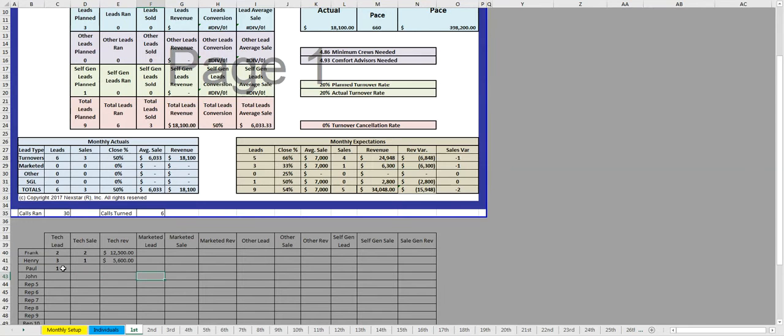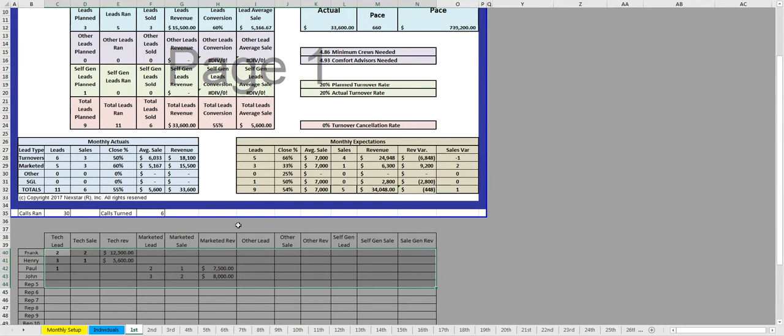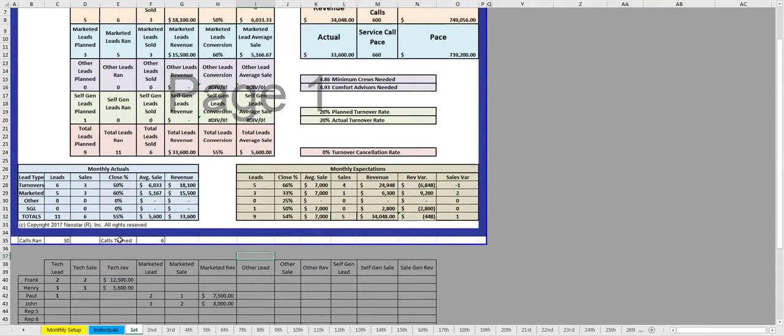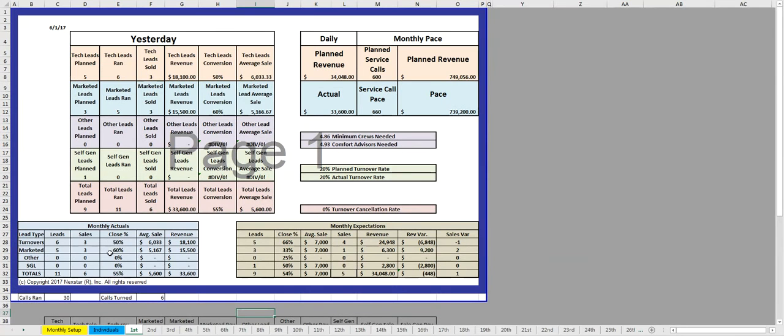Now let's say John didn't run any, but John ran 3 market leads, closed 2 for $8,000. And let's say Paul ran 2 market leads, closed 1 for $7,500. And that's good. So this is my day. Your sales lead coordinator will enter this box, calls ran, calls turned, and enter in the results from the day prior. Once she does that, she will print out 2 copies of this. One will go to the sales manager and one will go to the general manager. It will print out everything you see here at the top. So this is a snapshot of yesterday.